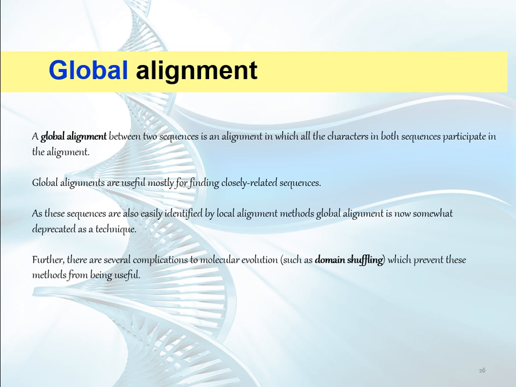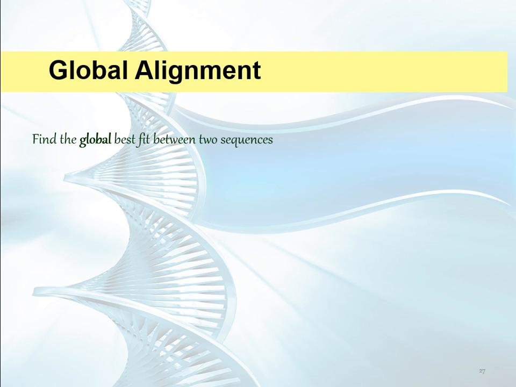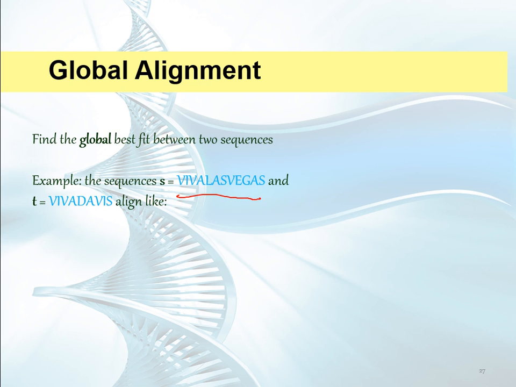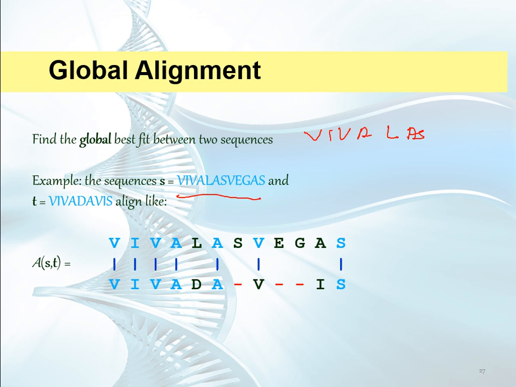Global alignment, as we already discussed, means the whole sequence we can align against the database through global alignment. So global alignment finds the global best fit between the two sequences. Example, suppose I am going to discuss one of the best examples I have shown here. The sequence S is Viva Las Vegas. Okay, here Viva Davis, Viva Las Vegas.